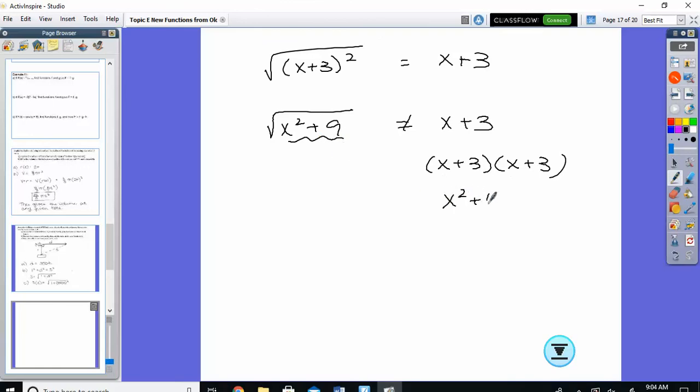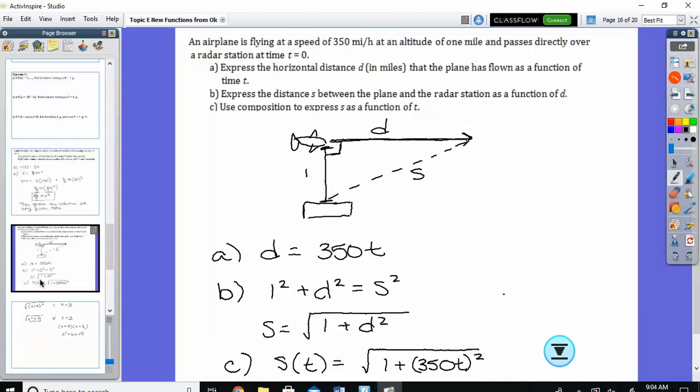Originally. But if I FOIL this, I get x squared plus 6x plus 9, and it doesn't match up. So in order for the squares to cancel, it has to be one term, so you can't have things added and subtracted and do the square root of individual ones. Does that make sense? Okay. Other questions?